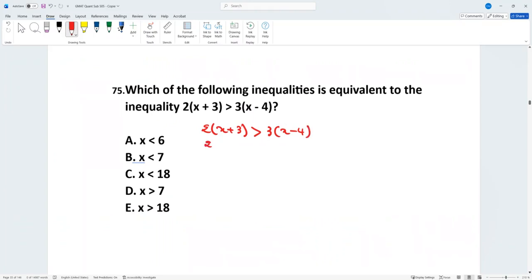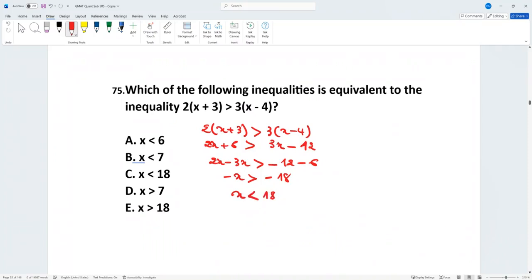So now if we develop this, 2x plus 6 greater than 3x minus 12. If we bring the 3x here, 2x minus 3x greater than minus 12 minus 6, we're going to have minus x greater than minus 18. And if we multiply both sides by minus 1, x is going to be less than 18.